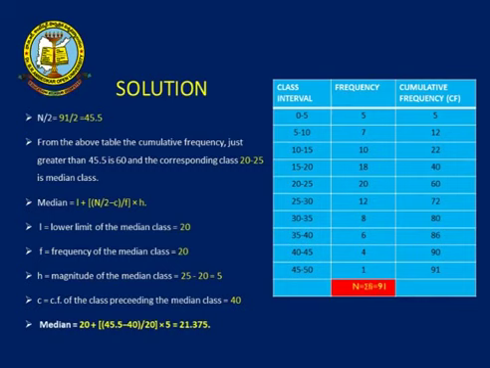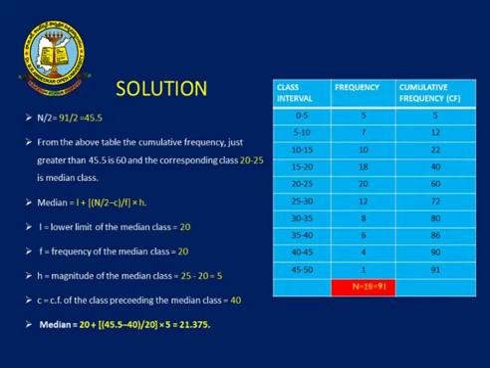Next, the L value. The L value corresponds to the frequency 20, with observations 20 and 25. Here the lower limit is L, and L is 20. Median formula: L plus (n/2 minus C) by small f into h. L means lower limit, L is equal to 20. L is the lower limit of the median class, that is 20.